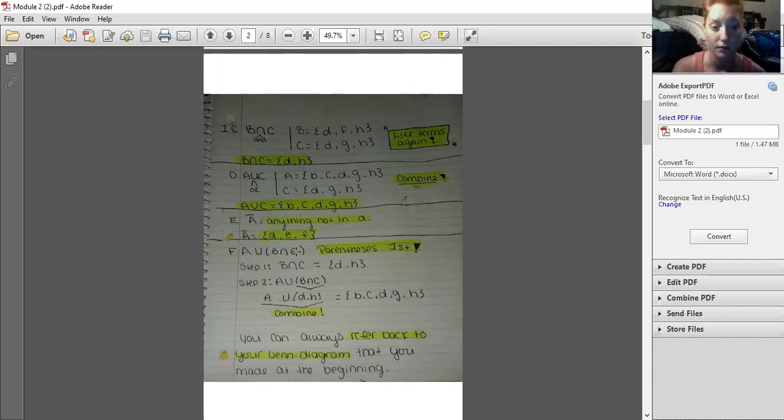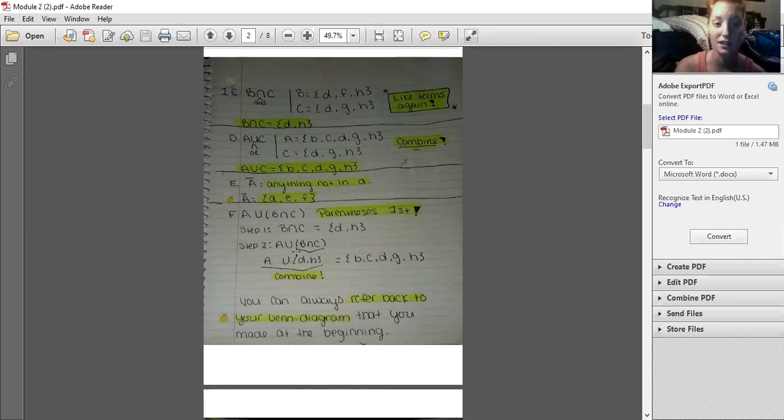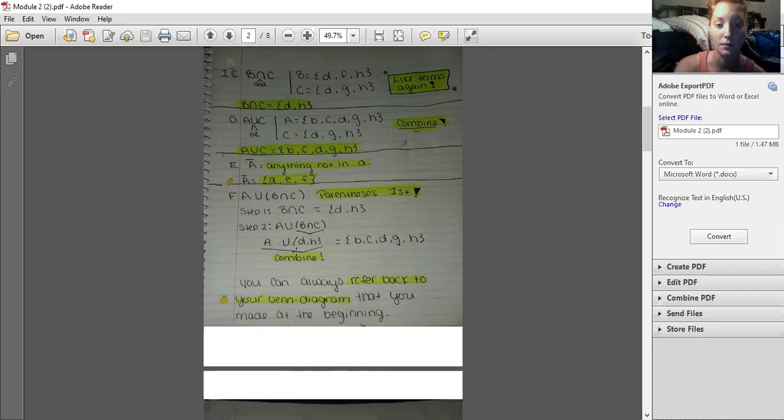Part F, we would be finding the union of A with the intersection of B and C. So we would do the parentheses first. So B intersecting with C would be D and H, and then the union of A and the D and H would be B, C, D, G, H. You can always refer back to your Venn diagram that you made at the beginning. It makes it a lot easier, and you can see it visually.